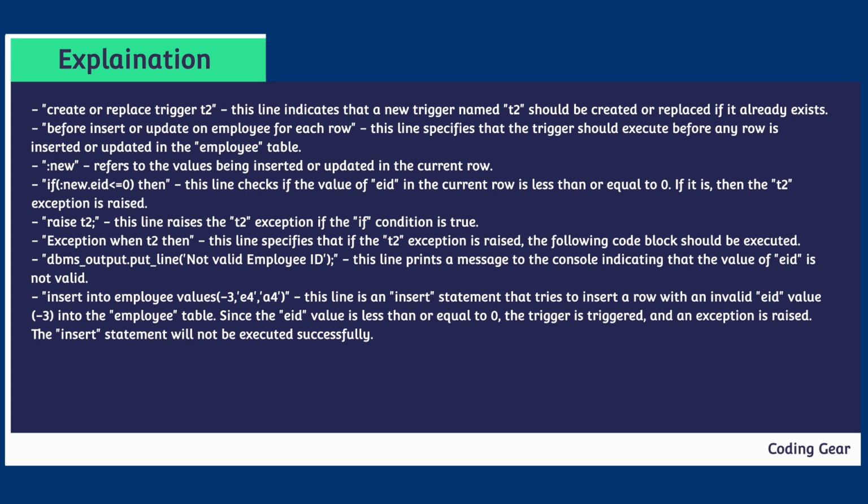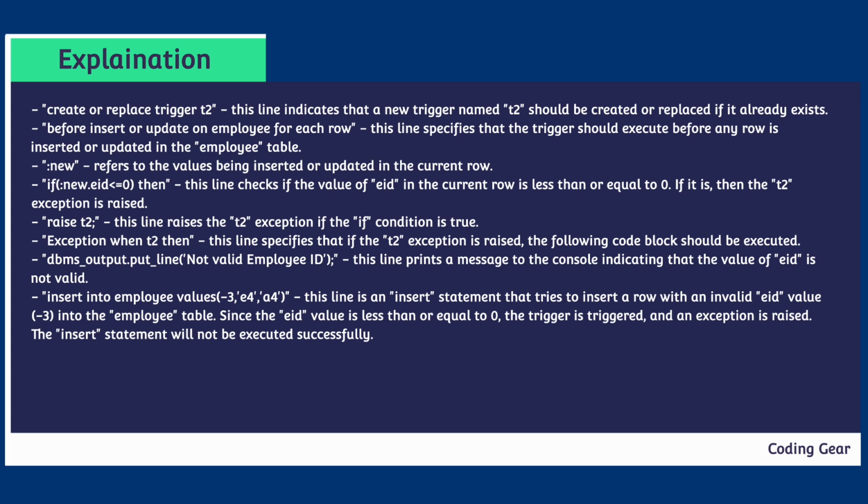If new.id <= 0 then: this line checks if the value of id in the current row is less than or equal to 0. If it is, then the T2 exception is raised. Raise T2: this line raises the T2 exception if the IF condition is true. Exception when T2 then: this line specifies that if the T2 exception is raised, the following code block should be executed.